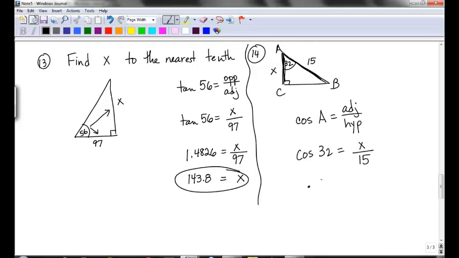Okay, so punch in the cosine of 32 and write down 0.848. And I do want to see this work. I don't want just the answer. Showing me the answer is not going to help you. Okay? You got to show the work. Read that, x divided by 15, do the inverse, multiply by 15. And x is 12. They want it to the nearest 10th to be 12.7. Okay?